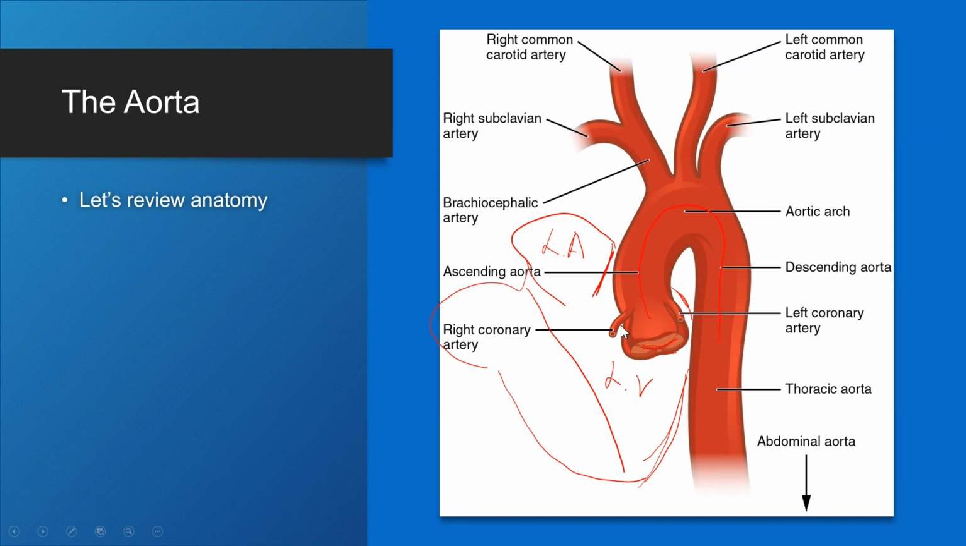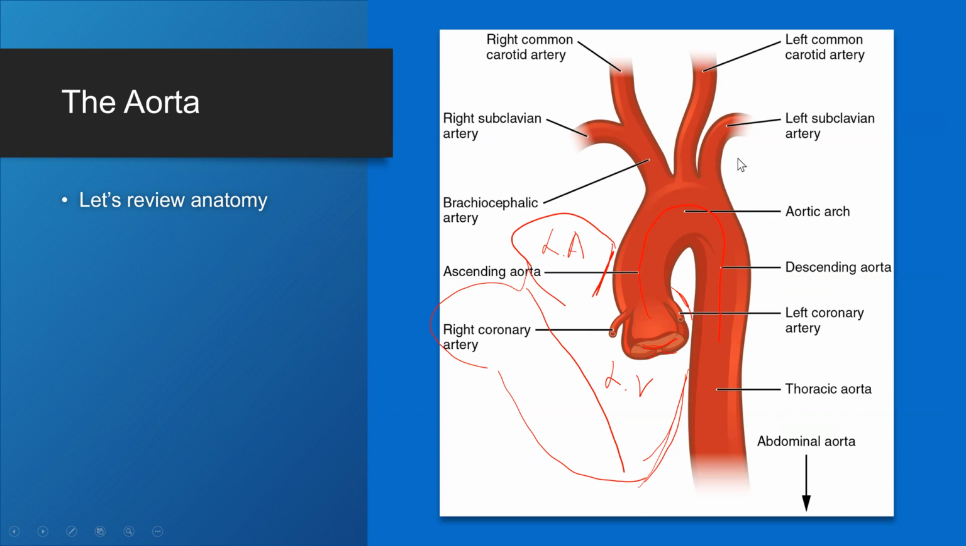The first two branches are the right and left coronary arteries. They will deliver blood to the heart muscles. So before taking care of any other organs, your heart takes care of itself. And then this part is called the ascending aorta, then the aortic arch, and then the descending aorta. And we have 3 branches from the aortic arch.